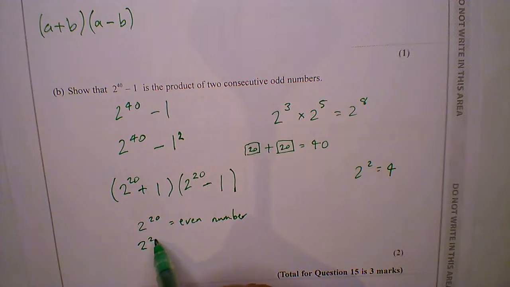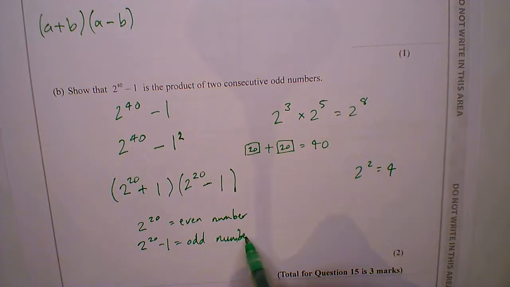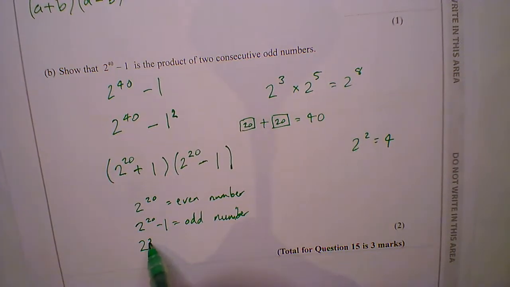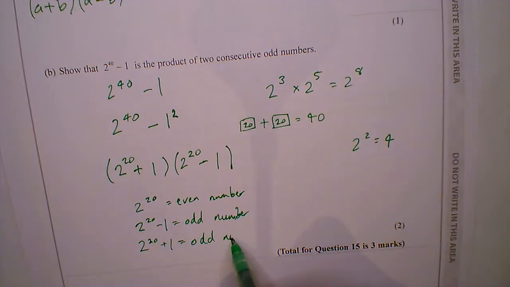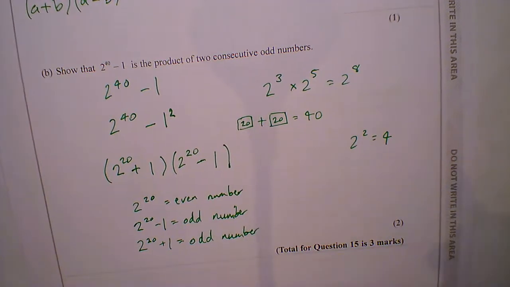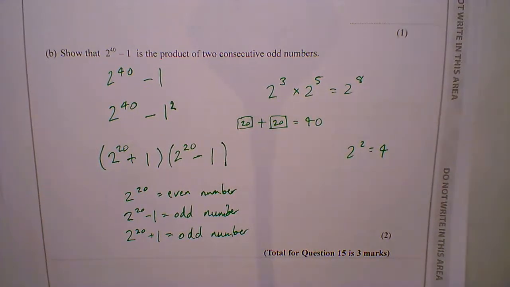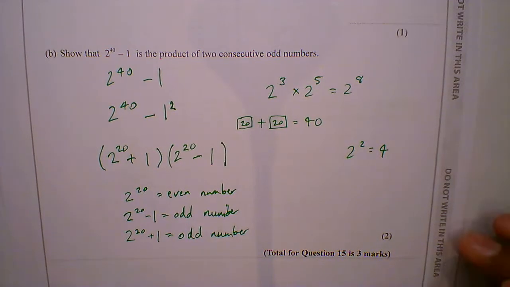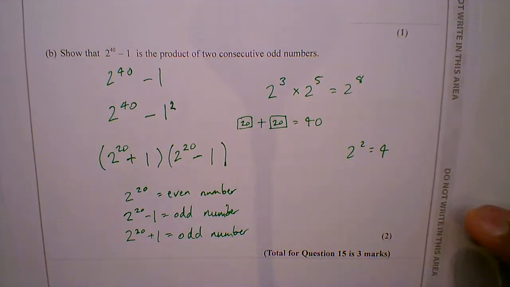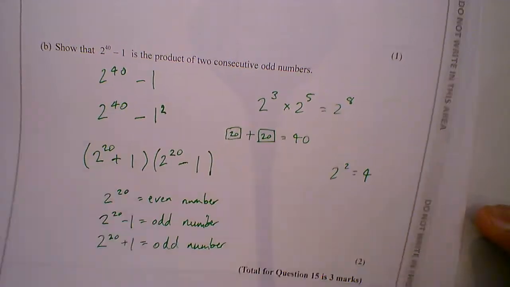If you've got 2 to the power 20, take away 1, that gives us an odd number. And then you've got 2 to the power 20 plus 1, that would also give you an odd number. And so we've got our final answer there. Okay, so something that's linked there, quite challenging, the second part, but you can see they're linked. Let's carry on looking for our easy marks.